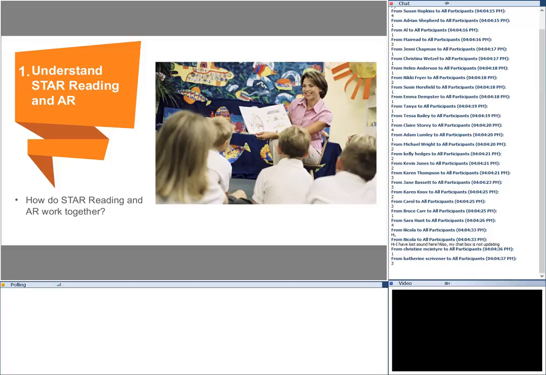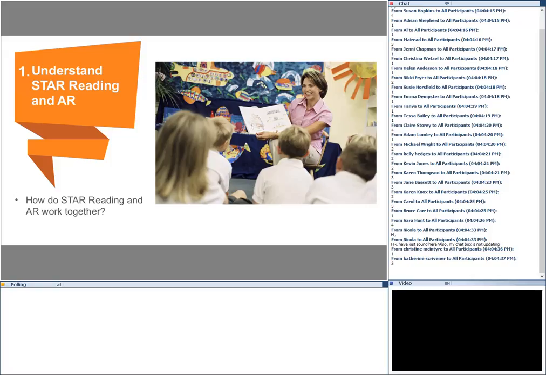So Star Reading is a little bit more serious, it's really in your control so you can get the data you need to help the kids. Accelerated Reader is a little bit more in the kids' control. It's for them to lead and for them to really dive into.